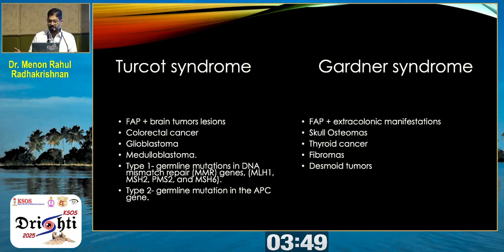Then you have Gardner syndrome, where you have features of FAP with extracolonic manifestations, with a higher risk of skull osteomas, thyroid cancers, fibromas, and desmoid tumors. So whenever you see a patient with a solitary CHRPE or maybe a grouped CHRPE, you can probably reassure the patient, but keep the patient on follow-up. Whereas if you see multiple or atypical CHRPE, refer the patient to a gastroenterologist.